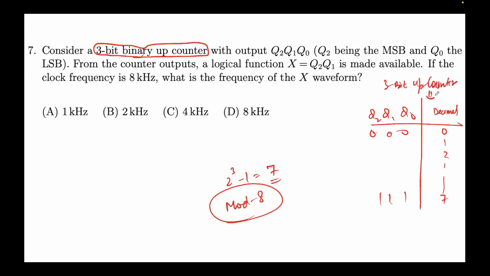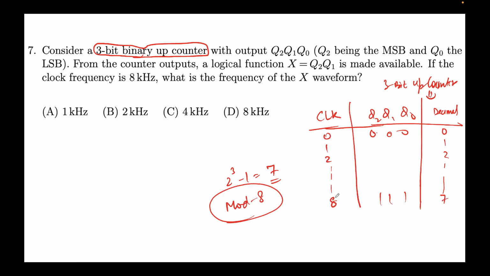Okay, this question says that now we want to implement a logical function x equal to q2 times q1, right? If the frequency of clock is 8 kilohertz, now note that everything that is operating, there's a clock also running. Everything is happening at some clock. So this is clock pulse 0, clock pulse 1, clock pulse 2, finally clock pulse 8. After the 8th clock pulse, it repeats itself.